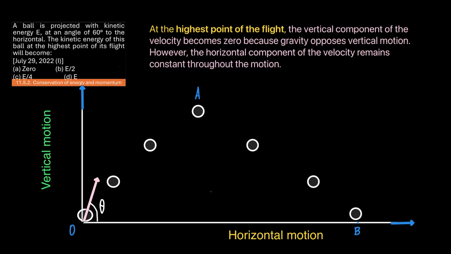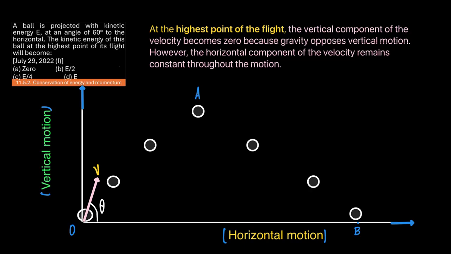Going into this question, let us quickly recap the basics of projectile motion. So we know that in projectile motion, when an object is projected at an angle theta with velocity v, it can be resolved into two components. One being the vertical component, which represents the vertical motion. Two being the horizontal component, which represents the horizontal motion.